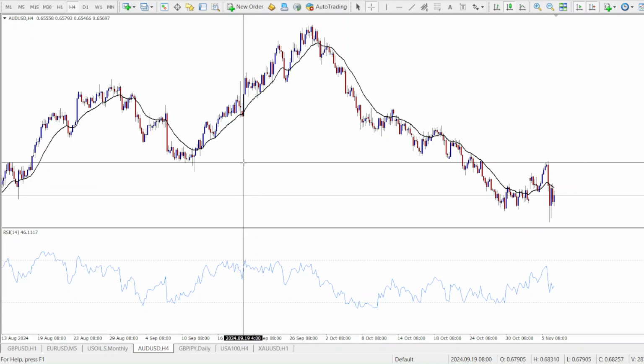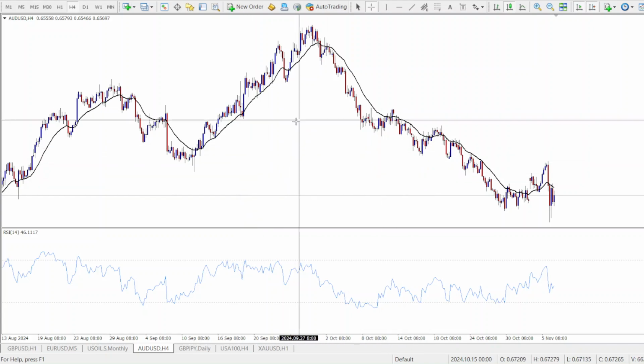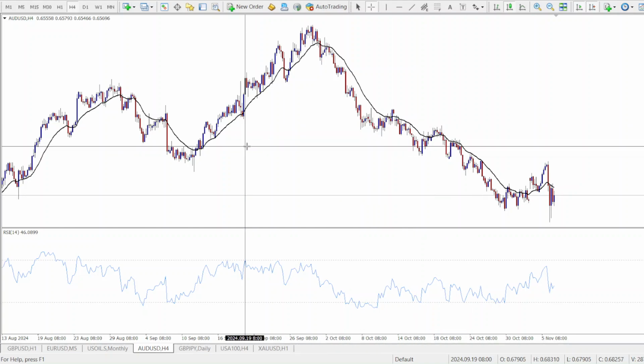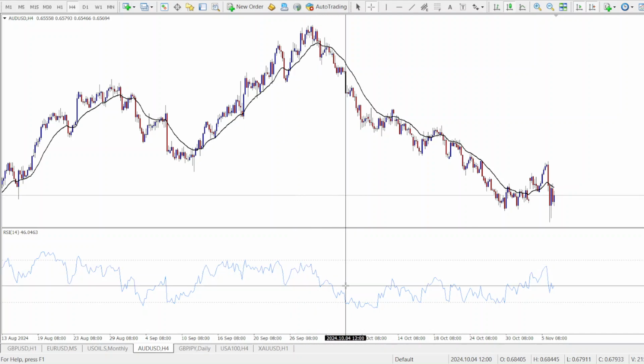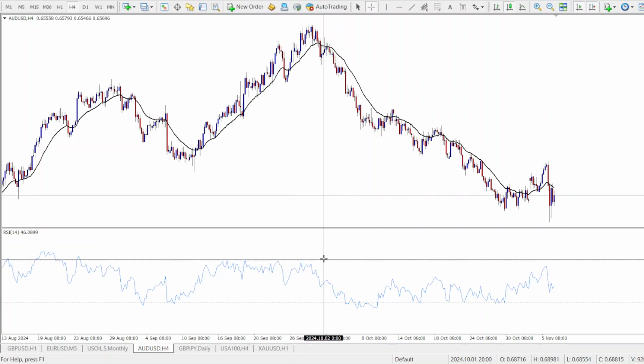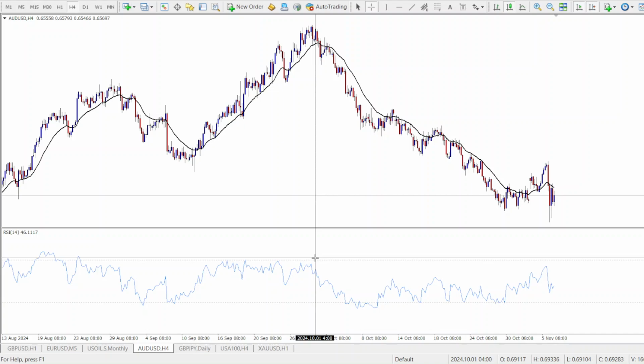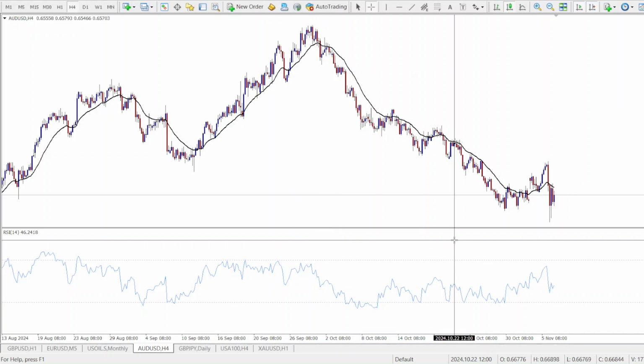So whether you are a fan of crossover strategies that involve two moving averages, or you prefer using just one moving average, you are good to go. And then you can use another indicator, maybe a momentum oscillator like the RSI or the stochastics or MACD, to confirm the signals. And then you are good to go.